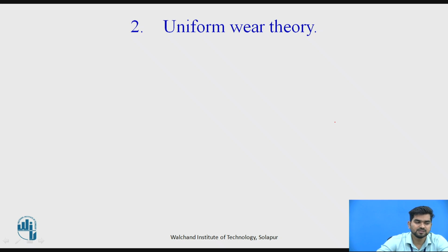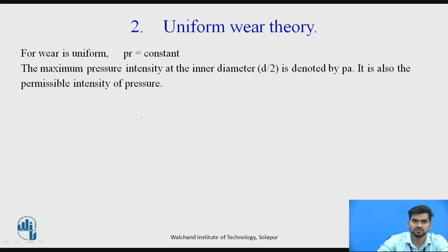Then the next one is the uniform wear theory. For the uniform wear theory, p into r is equal to constant, as the wear is considered uniform. Then the maximum intensity of pressure occurs at d by 2, at that particular inside area.